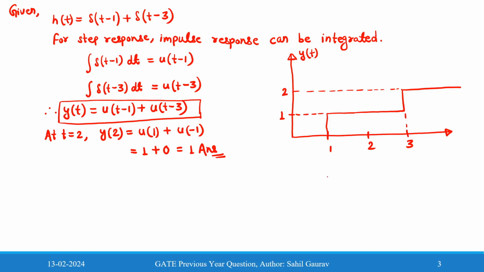So in this problem, they have told you to find the output at t is equal to 2. Therefore, here we can see that at t is equal to 2, its output is 1. If they told you to find the output at t is equal to 4, then its value is 2, from this graph. After t is equal to 3, you will get the value as 2. This is the one way.